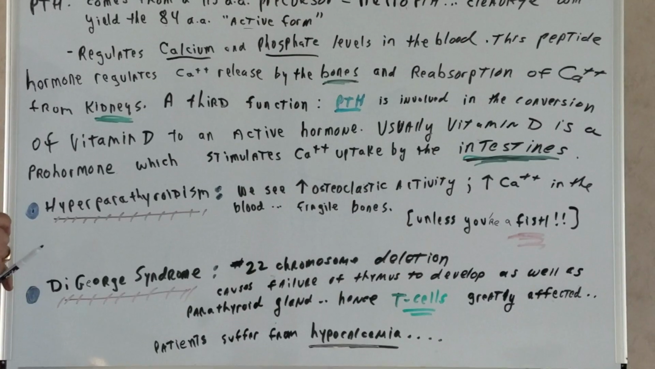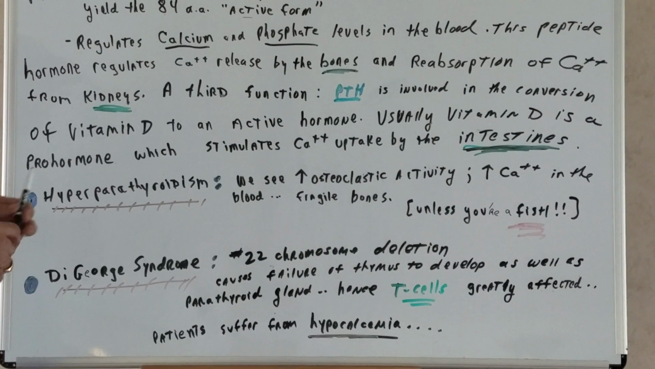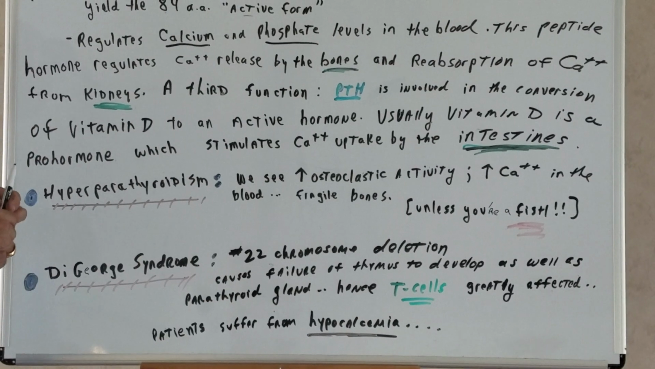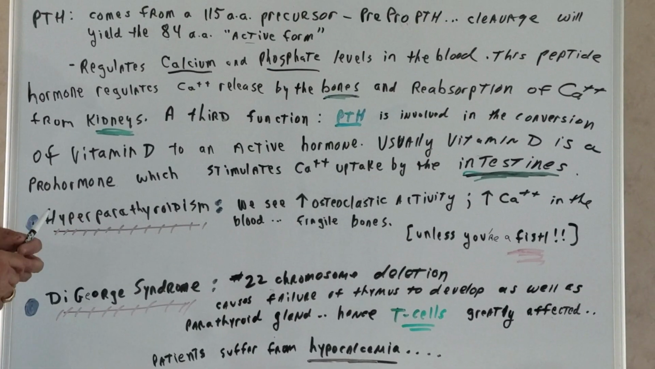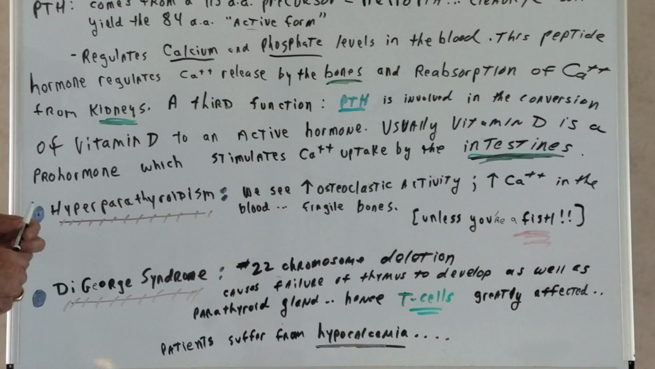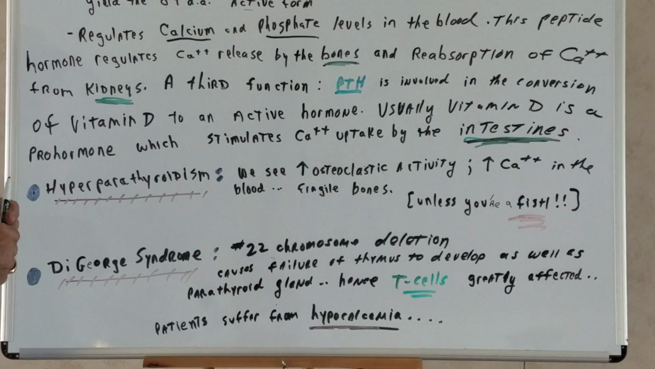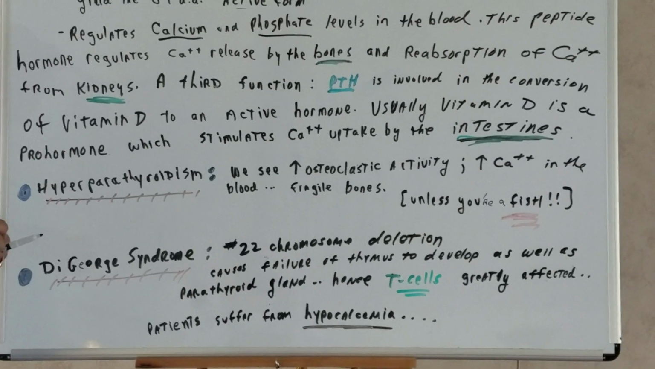2 main pathologies I think you should be aware of. One is hyperparathyroidism, and we see an increase in the calcium in the blood. Needless to say, bones are going to be fragile, and we're going to see an increase in osteoclastic activity. So that's a very commonly asked question.